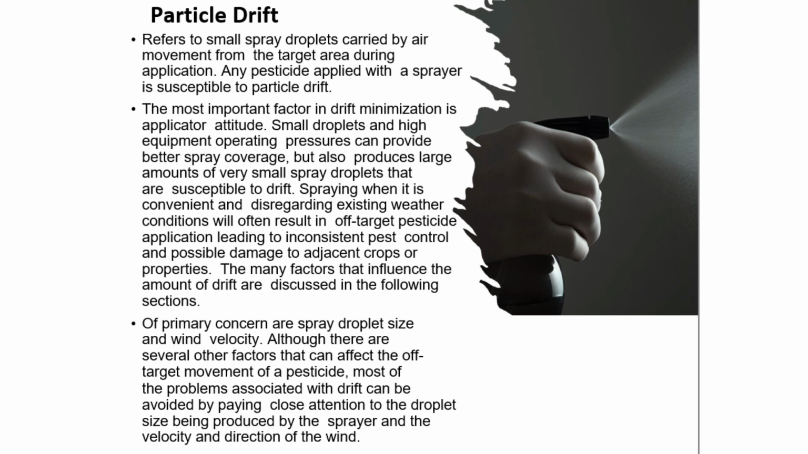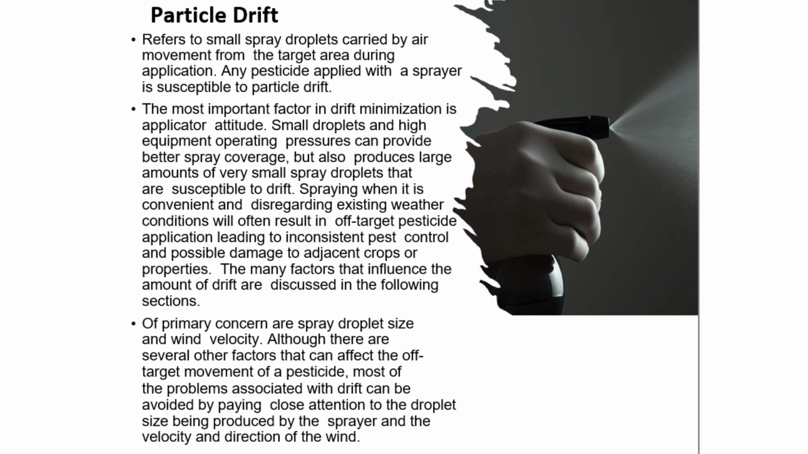Small droplets and high equipment operating pressures can provide better spray coverage, but also produce large amounts of very small droplets that are susceptible to drift. Spraying when it is convenient, and disregarding existing weather conditions, will often result in off-target pesticide application, leading to inconsistent pest control and possible damage to adjacent crops or properties. The many factors that influence the amount of drift are discussed in the following sections.